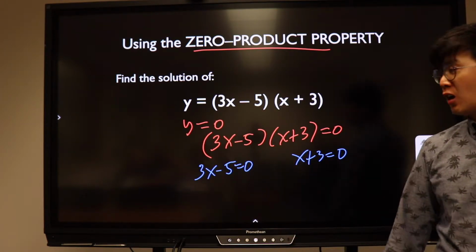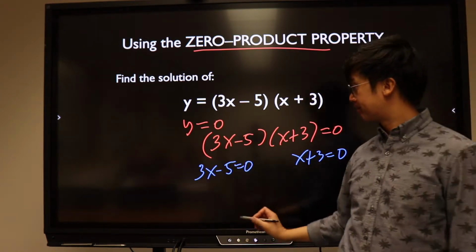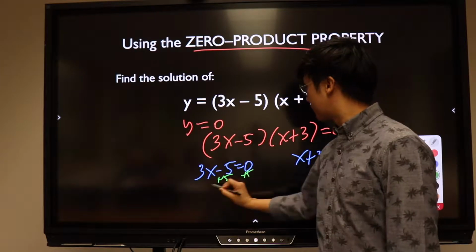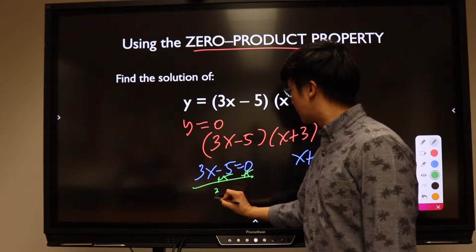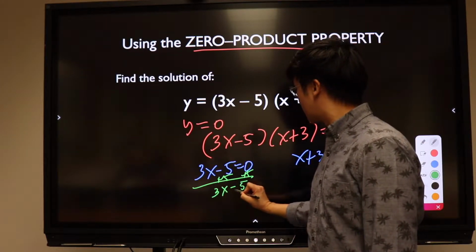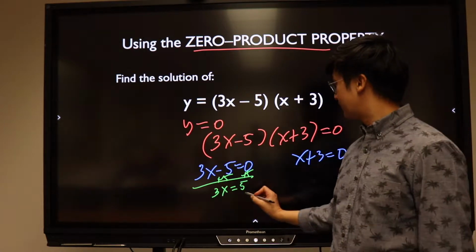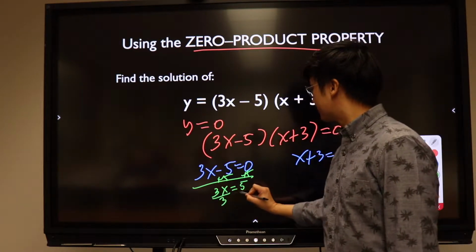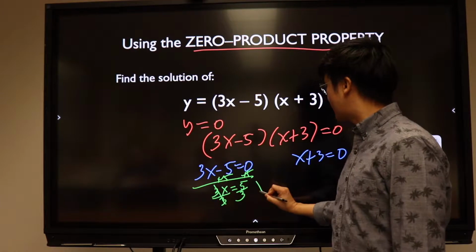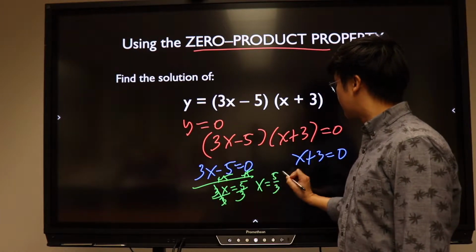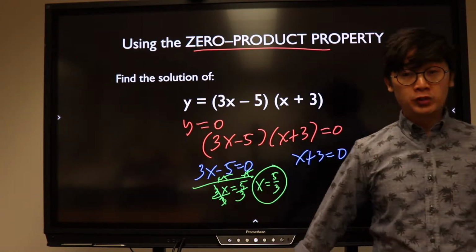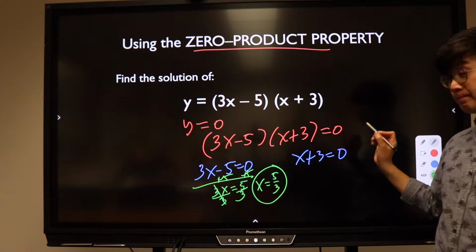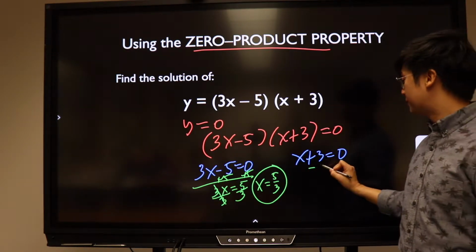What's the first move to solve for x on the first one? Plus 5. What's the next move? Divide by 3. So what is x? 5/3. That's the first solution. And what is the second solution? Minus 3 from both sides.